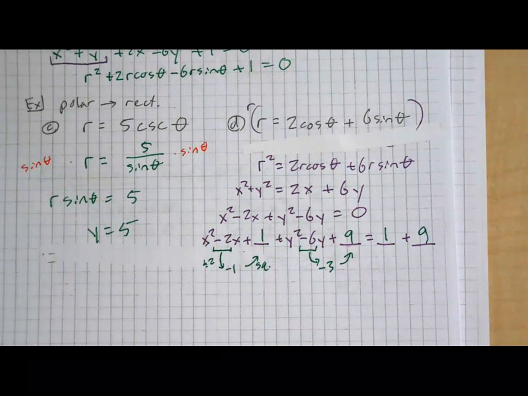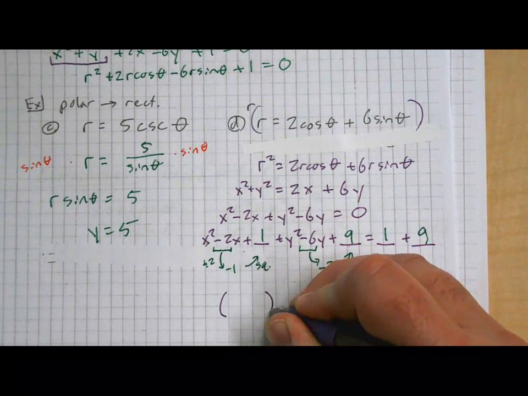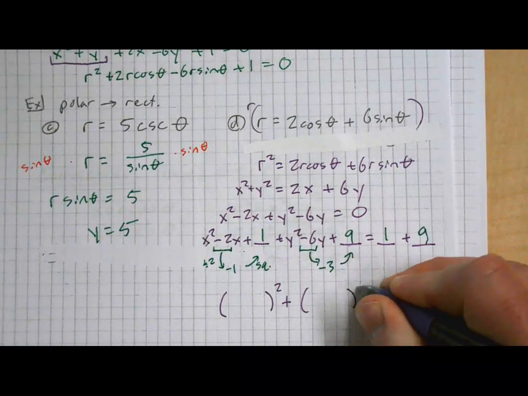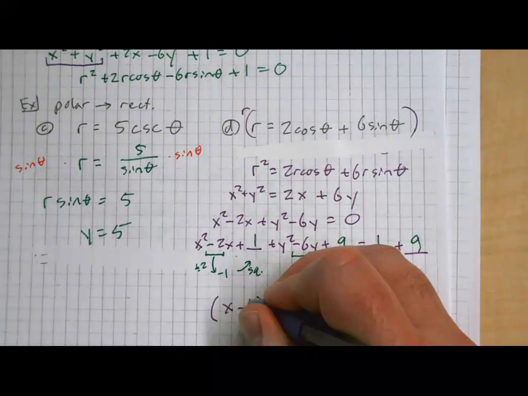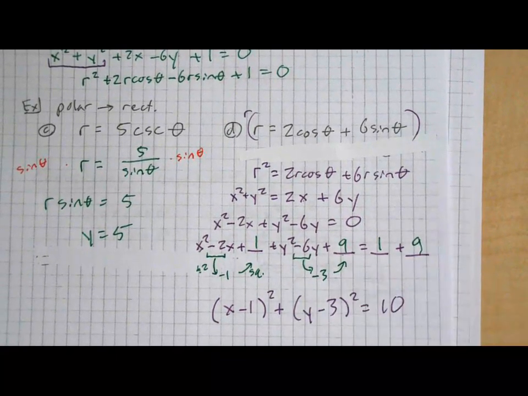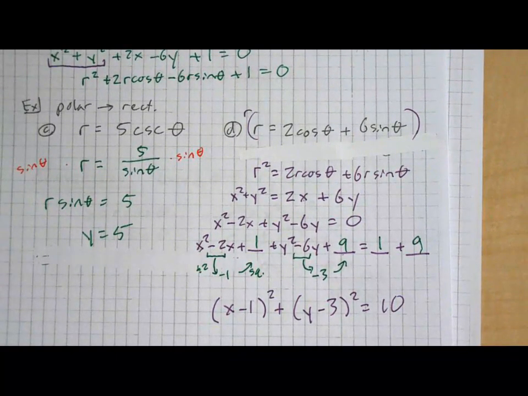And then, this will be our last step here. We can factor these things because they are now perfect squares. This is x minus 1, and this is y minus 3. And that's it. All right, so on the test, the final question will be, what shape is this? Where's the center? 1 comma 3, and what is the radius? Square root of 10.